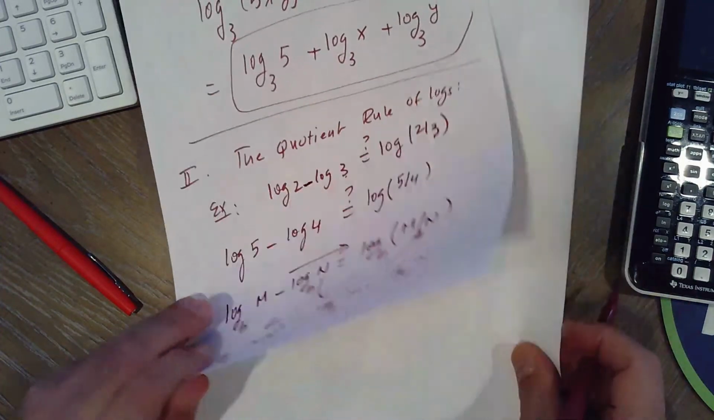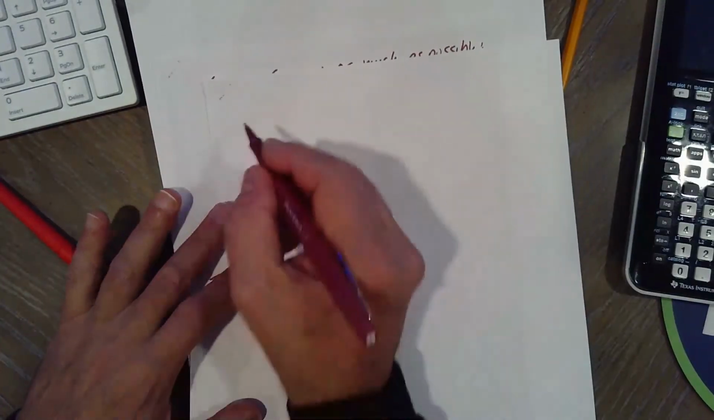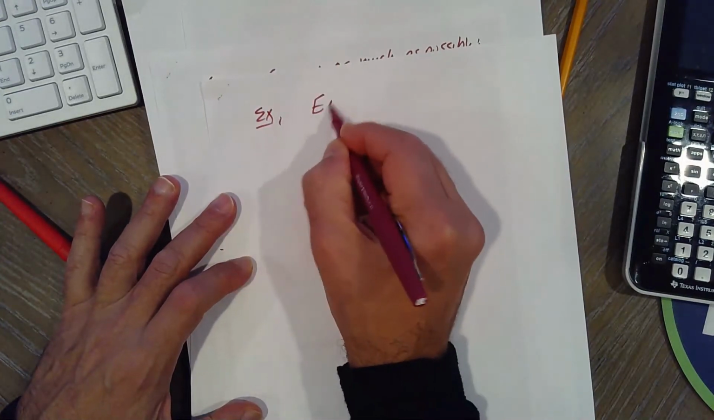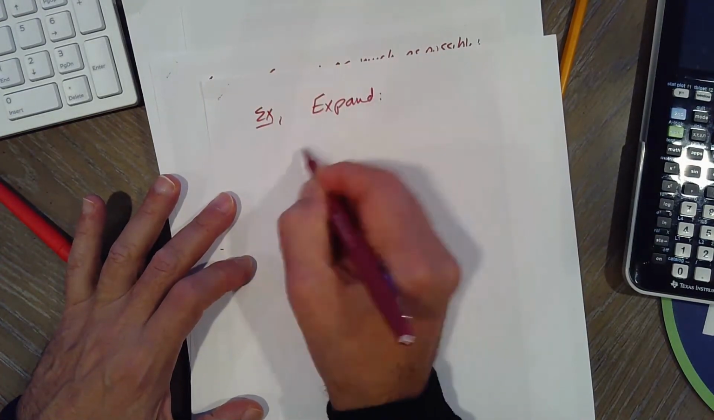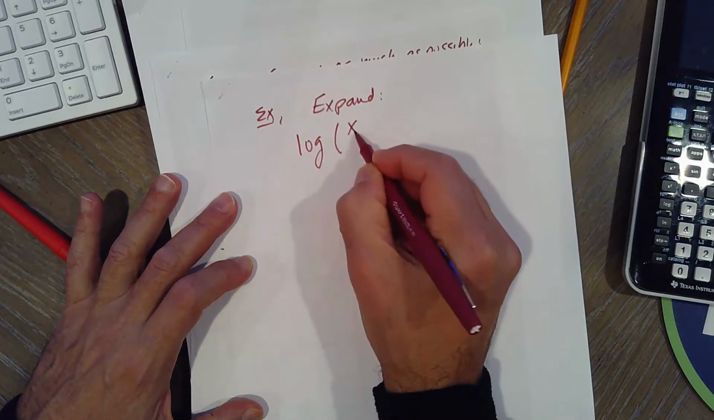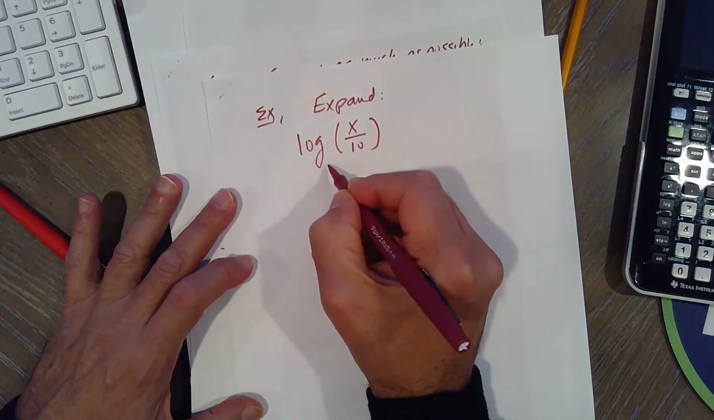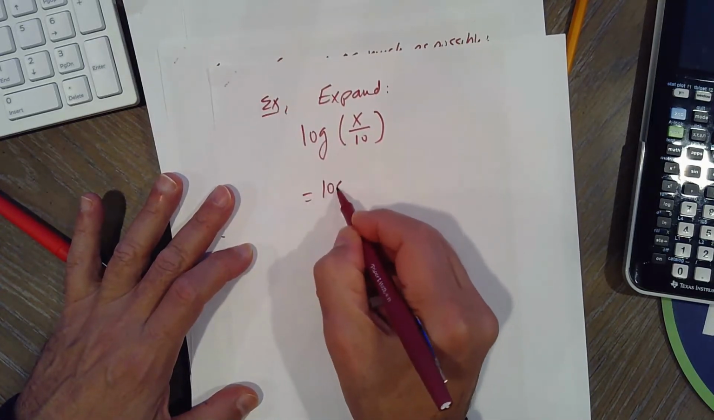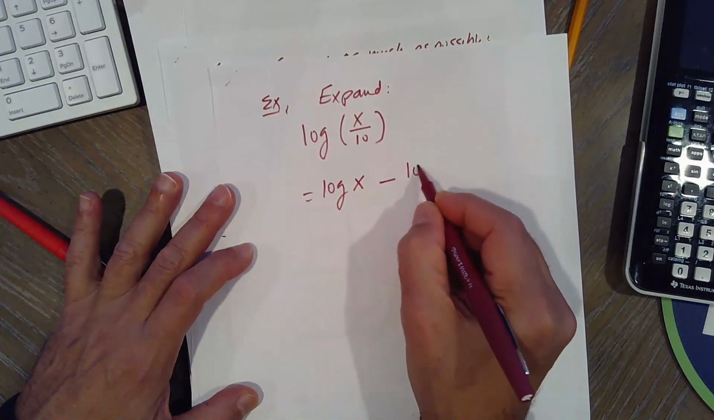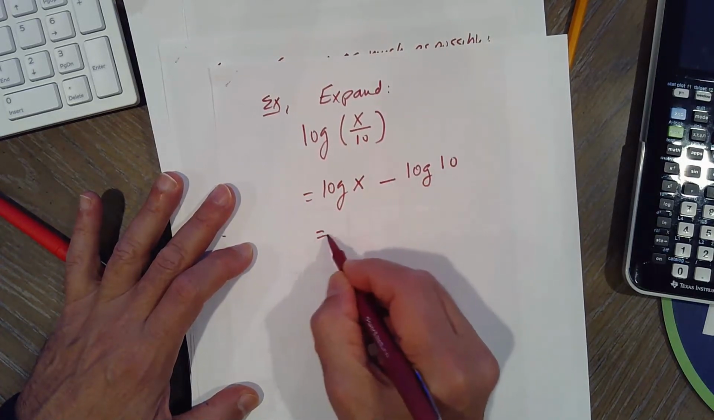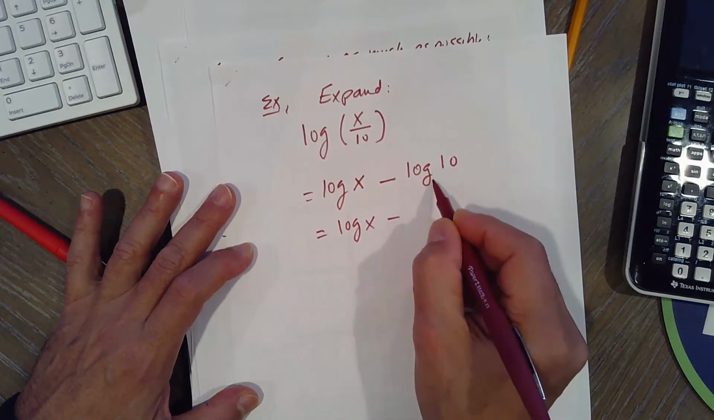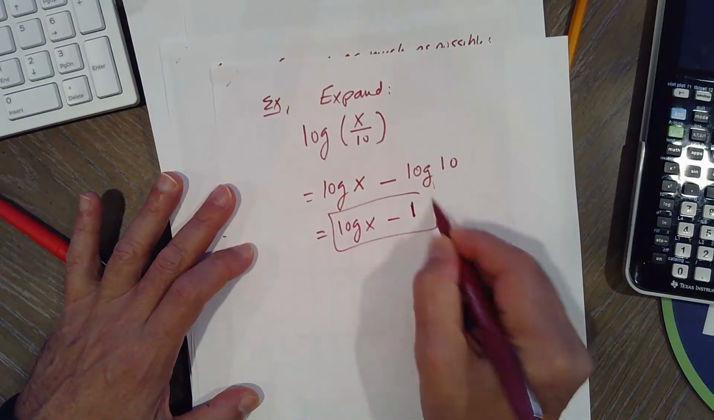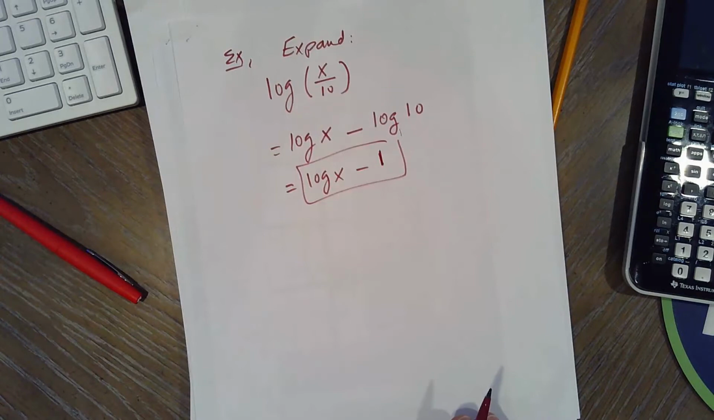So for example, if I want to expand as much as possible log of x over 10, where the base is 10. Using the quotient rule, this is log of x minus log of 10. But we know that log of 10, base 10 is 1, so it would be log of x minus 1.